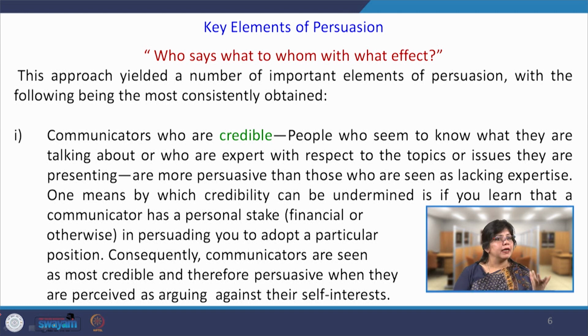For example, if a group leader is arguing with the higher authority for the betterment of the group, then there is an influence. If the group leader is only arguing with the higher position for his own personal interest, then it is not persuasion, it is only a simple act of satisfying his own self interest. So, this is the first element, that is credibility.